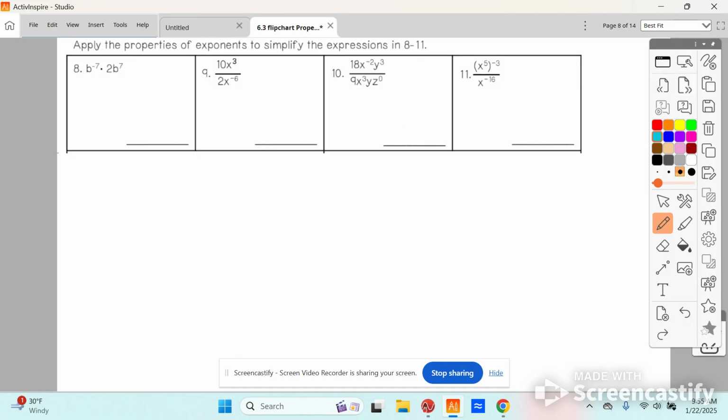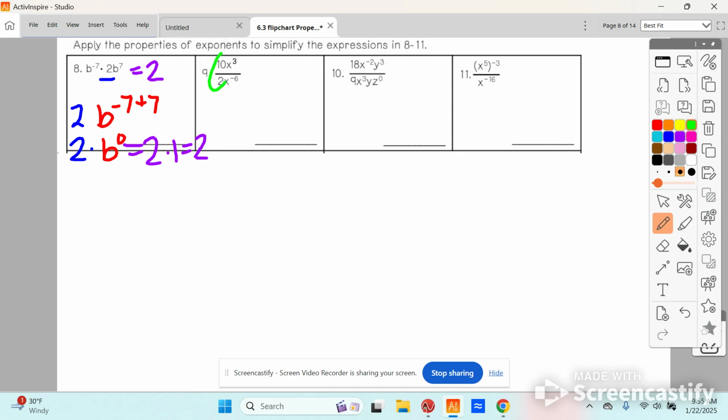If I have b to the negative 7th times 2b to the 7th, this 2 is the coefficient, so it's separate. And then b to the negative 7 plus 7, because I have the product of powers property. So I have 2 times b to the negative 7 plus 7, which would be b to the 0 power. I could rewrite this as 2 times 1, because any number or variable to the 0 power is 1, and that would just simplify to 2. So b to the negative 7th times 2b to the 7th is just 2.